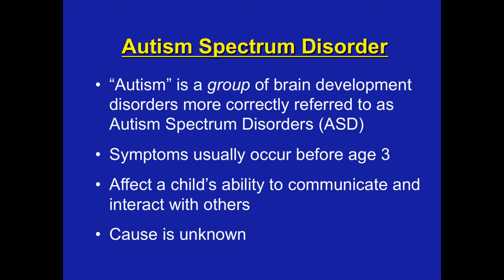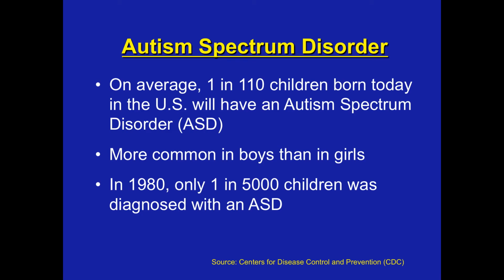Okay, and these symptoms usually occur when children are pretty young, as they're beginning to communicate. We have no idea really what causes it. What we do know is that about 1% of children in the United States will develop autism. And that's a big number, especially when you consider that in 1980 it was only 1 out of 5,000. So whatever is causing this, and we don't know what it is, it's still a significant thing.